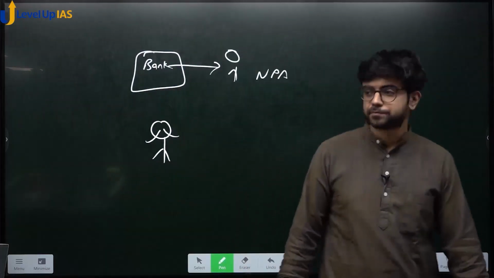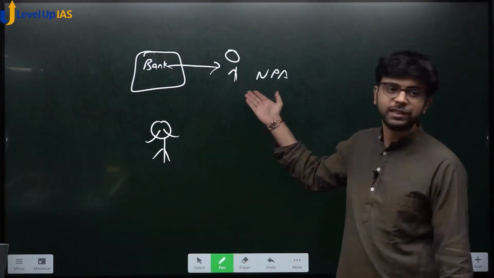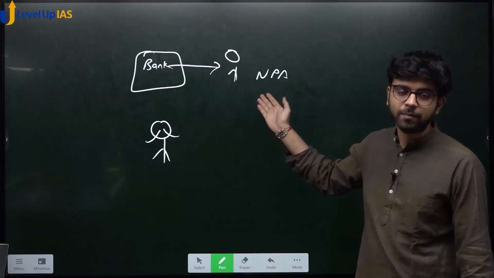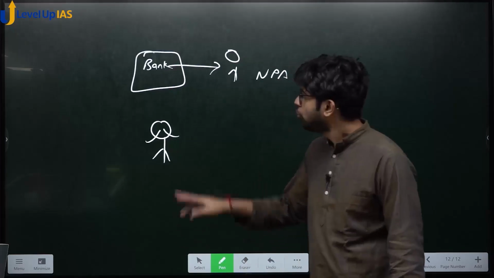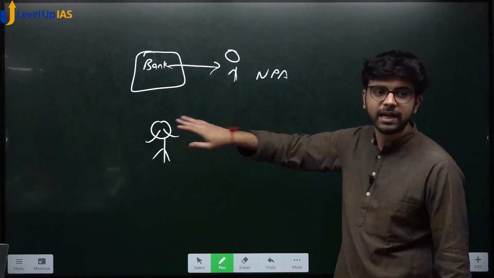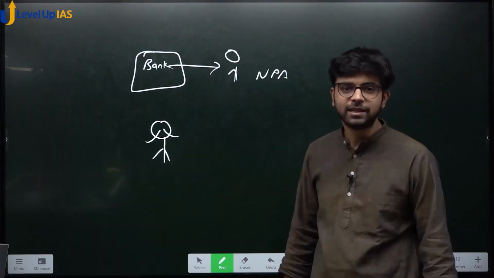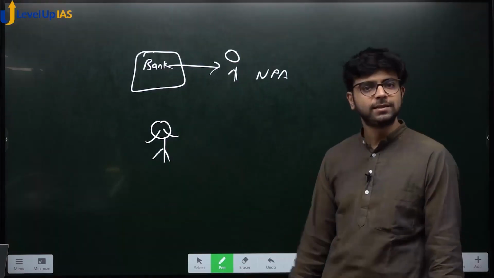I'll tell you why. Because this person is hopeless. He is not giving money. Banks are always keen to reduce their NPAs. Yes or no? So do you think when bank sells NPA to this person, it can clean it off from its balance sheet? Yes, it will show I have sold my asset.